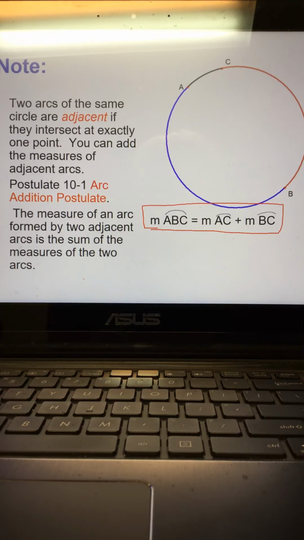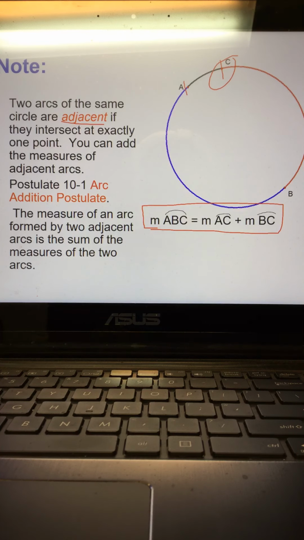This is the only postulate that we have in this lesson. First thing we need to talk about is a little bit of vocabulary, and it's the word adjacent. It says two arcs of the same circle are adjacent if they intersect in exactly one point. Adjacent means the same thing for arcs as it did for angles and segments. This arc from A to C and this arc C to B are adjacent because they have that point C in common and no other points.